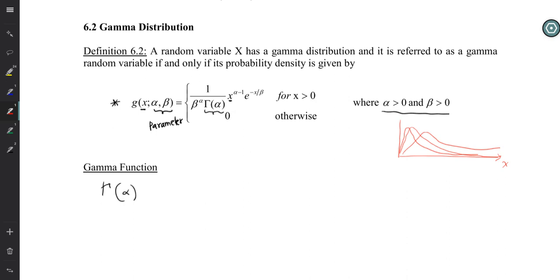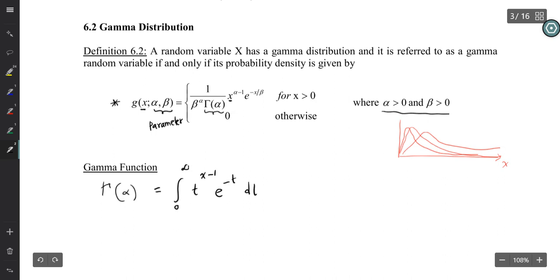Okay, let's look at this gamma function in detail. Again, you do not have to memorize this, but I will show you how this gamma function works. The gamma function is the integration of t to the power x minus 1, e to the negative t dt. Let's use x here in order to explain it. Gamma of x is the integration of t to the power x minus 1, e to the negative t dt, and the support is from 0 to infinity. So this integration is called the gamma function.